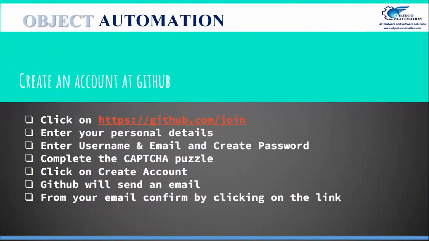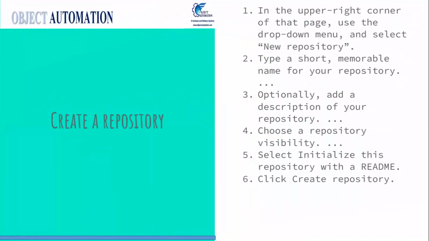So this is the process where you can open a GitHub account. Click on this link where I'm showing on the screen, and enter the details, username and all. Then enter the captcha and create an account. After creating an account, GitHub will send you an email confirming that you received it. You click on that email and you'll go directly to your GitHub account.